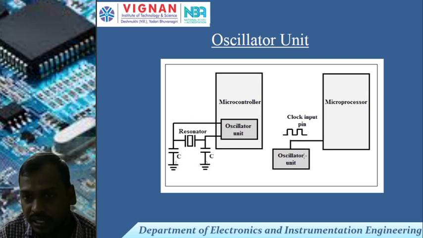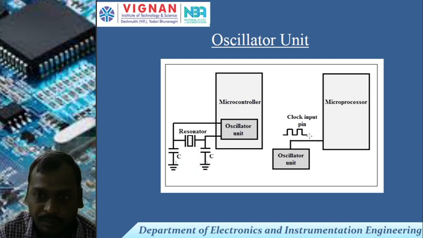Here we have the resonator, but in the microprocessor itself we have the clock input. Whenever you are giving the clock input, maybe you can give 12 megahertz or 14 megahertz, like that. It depends on what the microprocessor requires. Whatever microprocessor you are using, it may require 6 megahertz or 12 megahertz, like that.